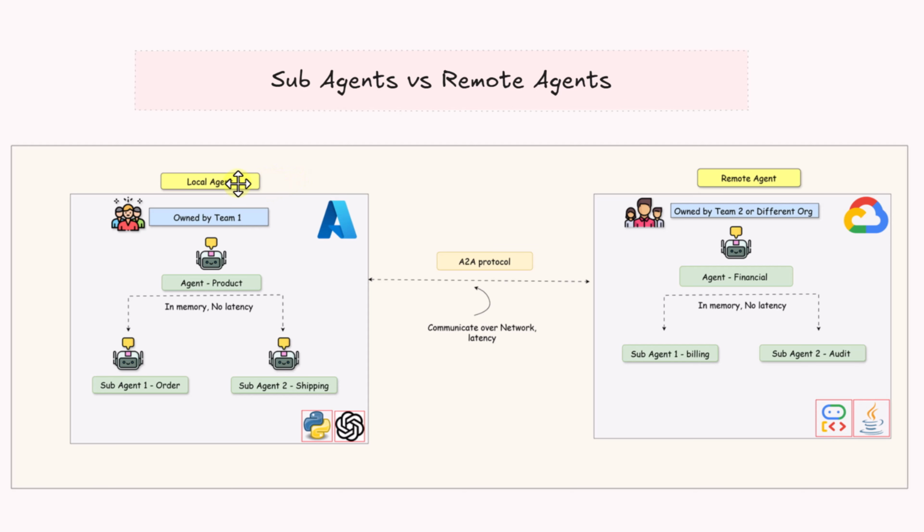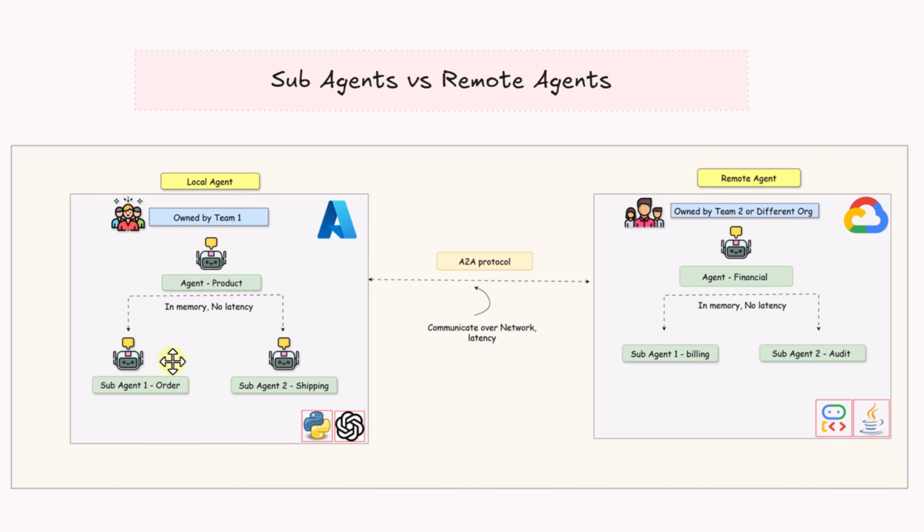And this particular agent is owned by team 1, and it has been hosted on Azure. The agent has been written using Python and OpenAI SDK, and it is related to product order and shipping queries, because there are multiple things that this particular agent has to handle. So instead of doing everything on its own, this agent has been divided into two sub-agents. One is going to handle queries related to order, and then there is sub-agent 2, which is going to handle the queries related to shipping.